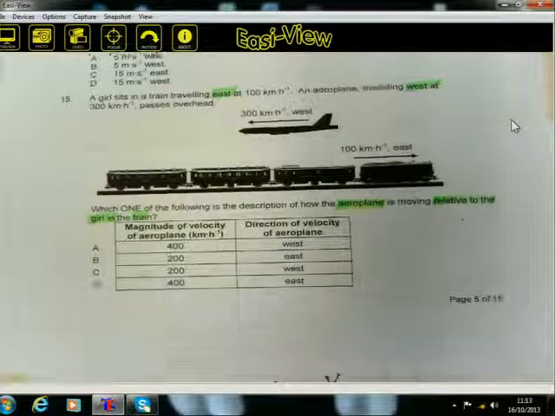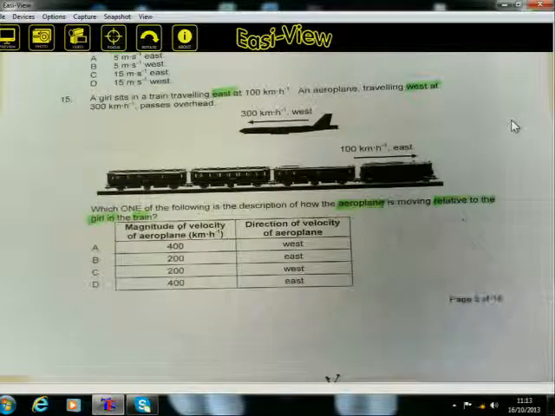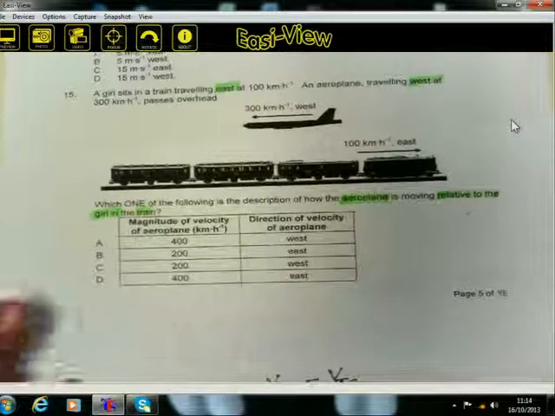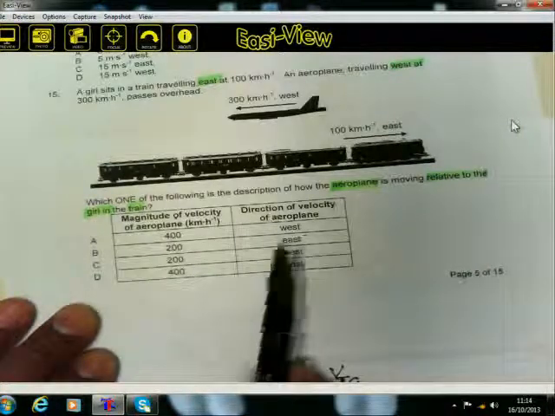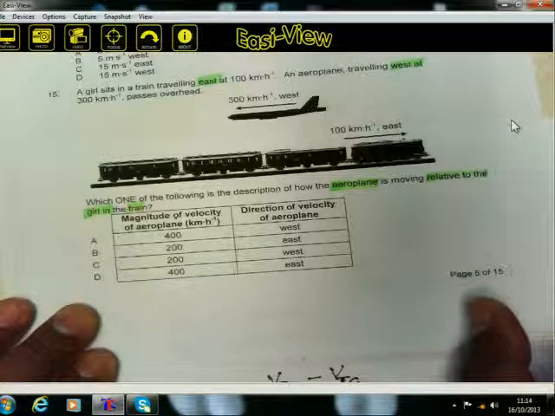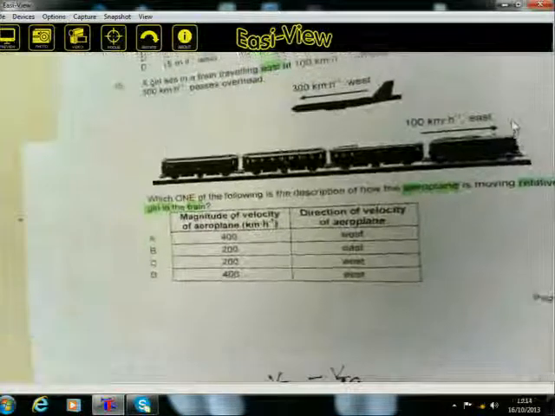Note that the plane and the train are moving towards each other, so we have basically added their velocities. So that gives us the answer there, which is A, 400 kilometers per hour in the direction west.